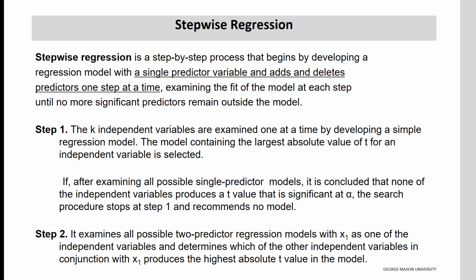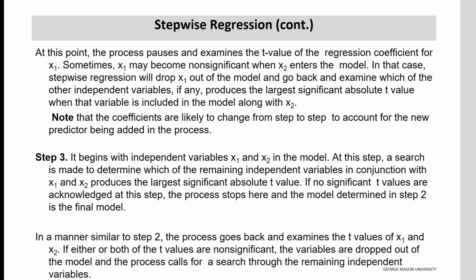In step 2, it examines all possible two-predictor regression models with x1 as one of the independent variables and determines which of the other independent variables in conjunction with x1 produces the highest absolute t-value in the model. At this point, the process pauses and examines the t-value of the regression coefficient for x1. Sometimes x1 may become non-significant when x2 enters the model.